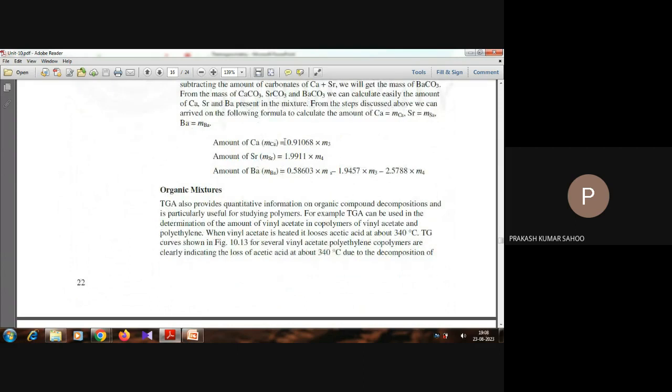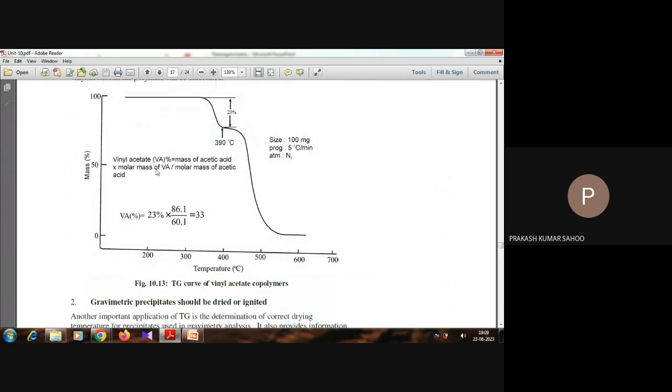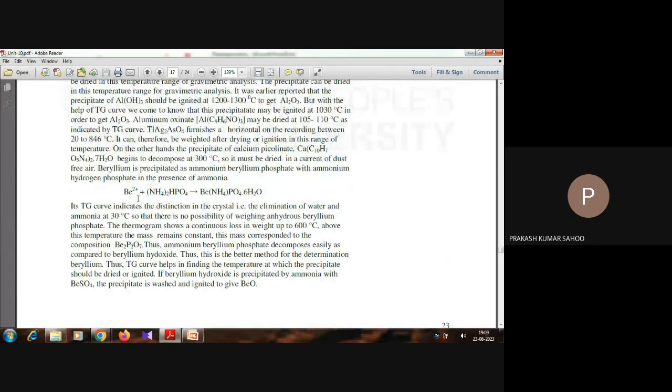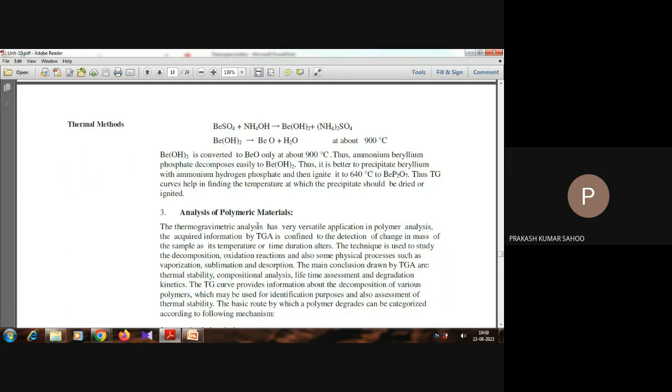Then the amount is determined by following this equation. Then organic mixtures are also here, like vinyl acetate copolymer, and this is the TGA graph, and this is the 23% mass loss. It is calculated. Then precipitation reaction, we have beryllium with (NH4)2HPO4, that is ammonium hydrogen phosphate. It will change to beryllium ammonium phosphate hexahydrate, and the TGA plot will be at 900. Just read these things, okay?